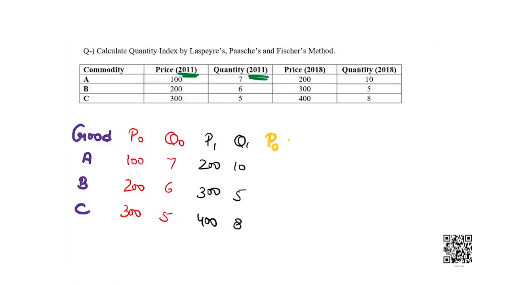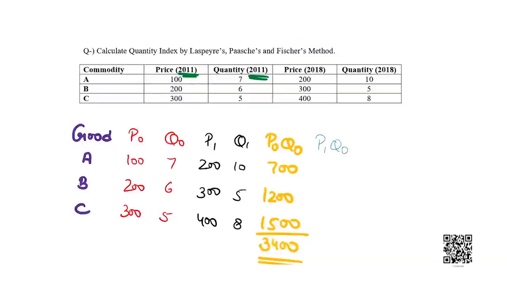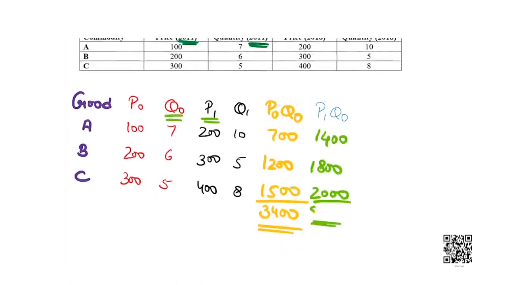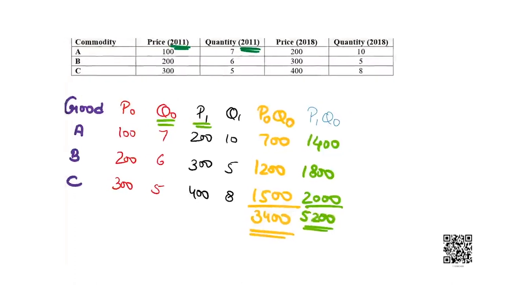Now let's calculate P0, Q0. So this will be 700, 1200 and 1500. By obtaining the total, I get a value of 3400. Now let's calculate the value of P1, Q0. P1, Q0 is obtained by multiplying P1 with Q0. So this will be 1400, 300 into 6 which will be 1800 and 400 into 5 which will be 2000. So the total for this will be 5200.